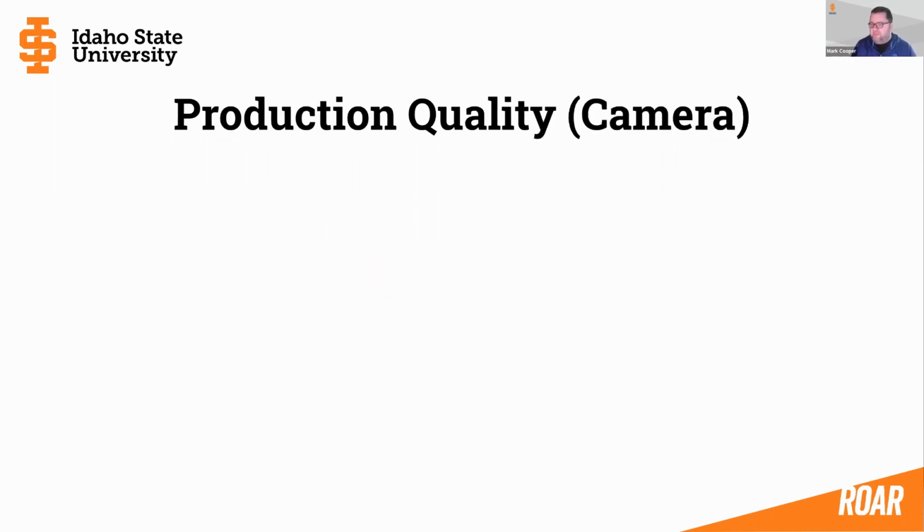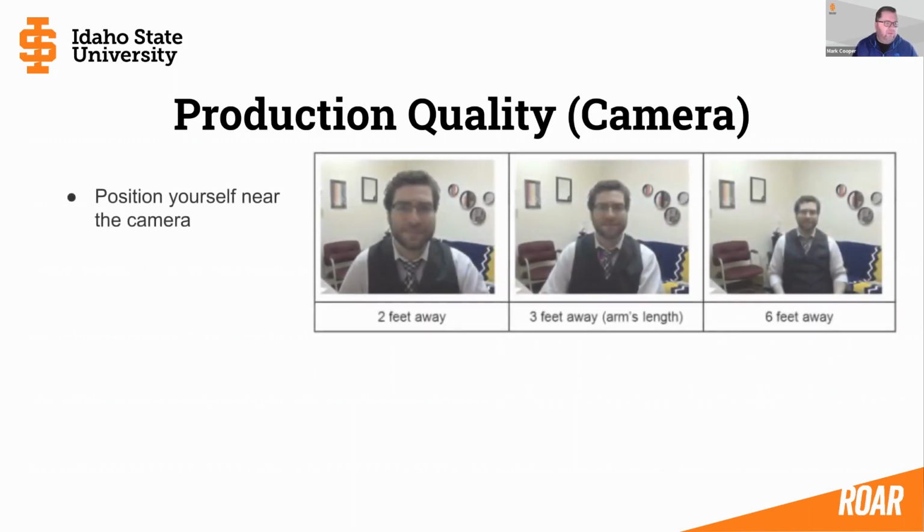Next, we'll talk a little bit about the camera. In positioning your camera, you want to position yourself near the camera. And so in this illustration here, we have 2 feet away, 3 feet away, and 6 feet away. And so it's important to be close enough to the camera to be able to use that space effectively. And the further away that you are from the camera, your face and your facial features become harder to distinguish.